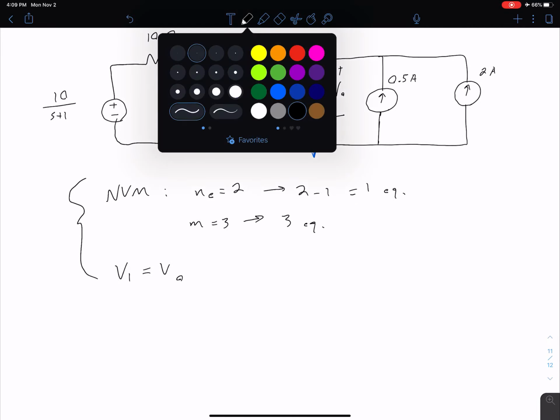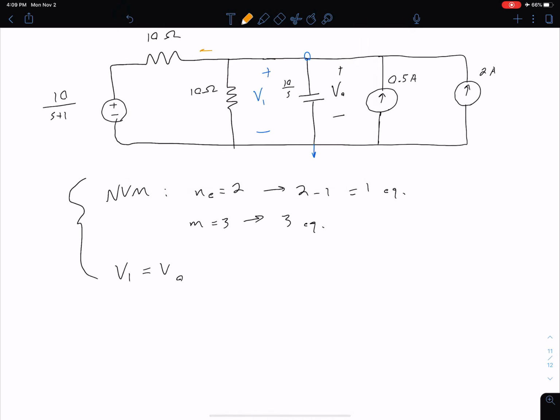So we're going to be tracking our current. Again, we're going to have a current here, going down here, down here, down here, and out to the right here. Writing each of those, out of the left, we have (V out minus 10 over s plus 1) divided by 10. Note I've gone ahead and I'm just using V out instead of V1.